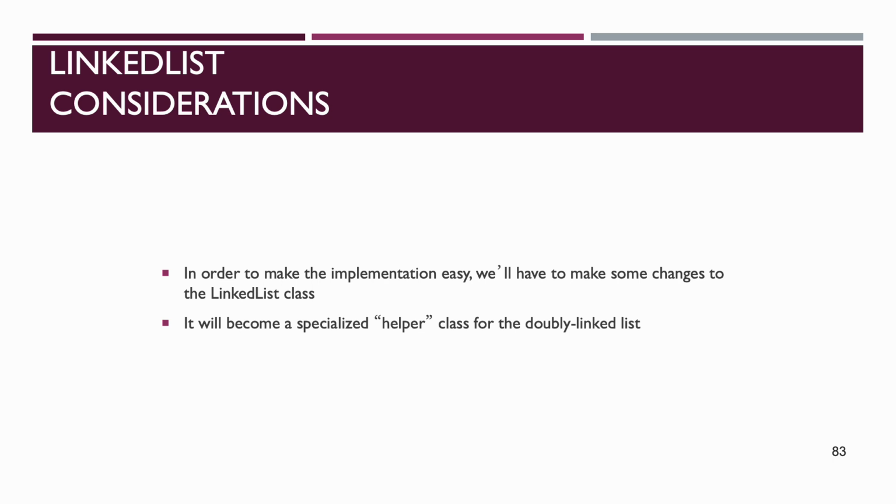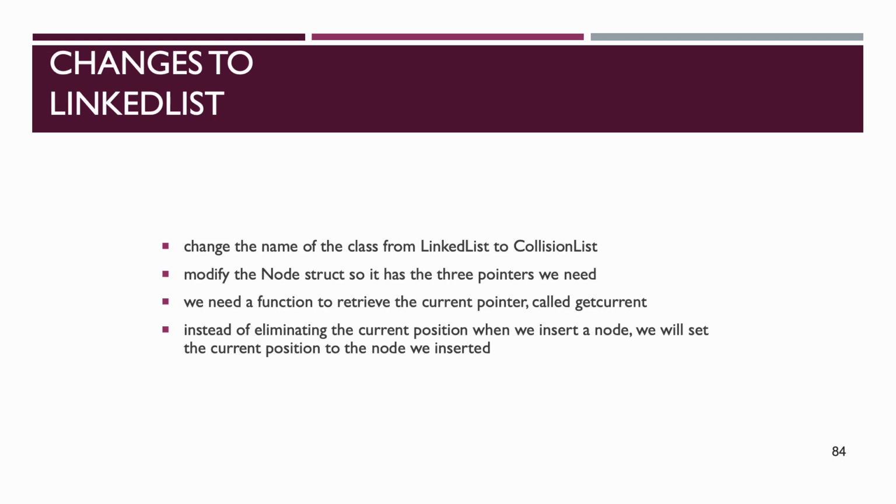Now, in order to make the implementation easy, we'll have to make some changes to the linked list class. It will become a specialized helper class for the doubly linked list. So what changes will we make? We will change the name of the class from linked list to collision list, and modify the node struct so it has the 3 pointers we need. We need a function to retrieve the current pointer called getCurrent. Instead of eliminating the current position when we insert a node, we'll set the current position to the node we inserted.